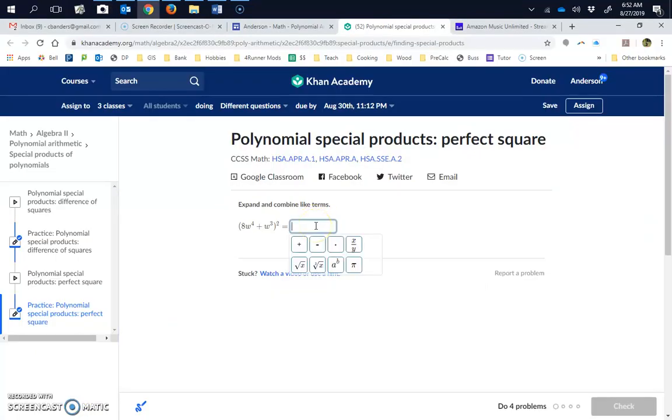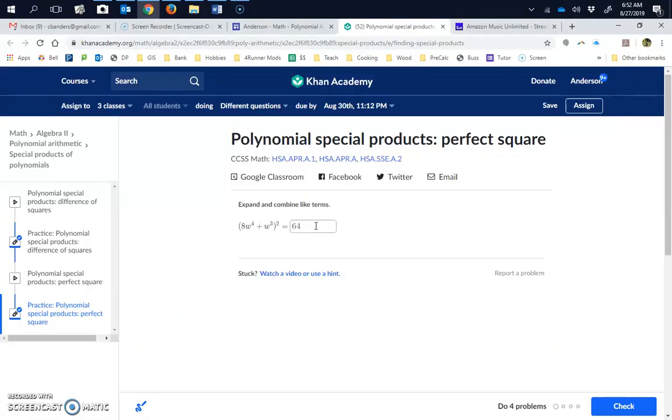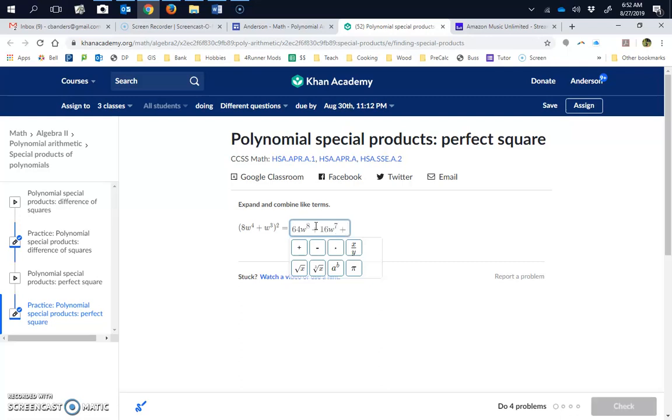So it's very similar with just an extra small step. Oh, 64w. I forgot to write the w right here. W to the 8 plus 16w to the 7 plus w to the 6. And that looks right. And it is. All right, next question.